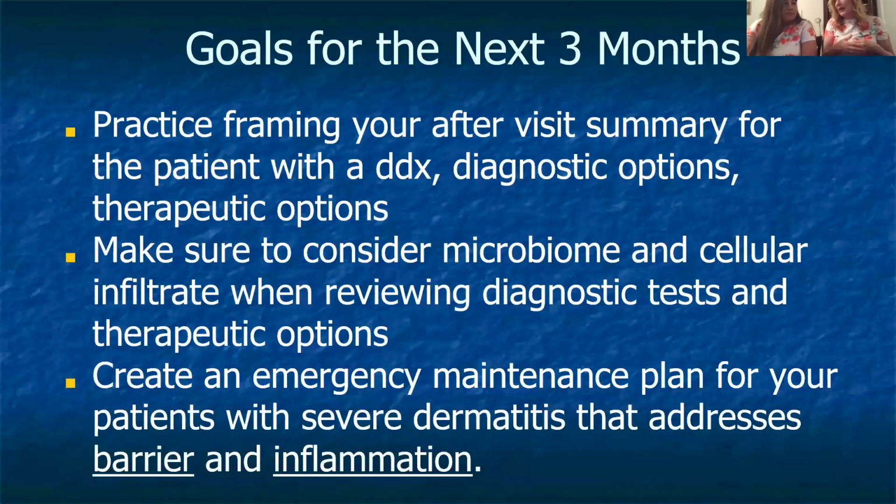and we'll explain that in great detail later when we go through the different options and different clinical scenarios that you see. And then also make sure when you're creating your emergency maintenance plan for your patients that have the severe dermatitis that we address both the skin barrier and the inflammation. So what would be a way to just address the inflammation but not address the skin barrier for an atopic dermatitis patient? You just address the inflammation alone. Can you think of something?